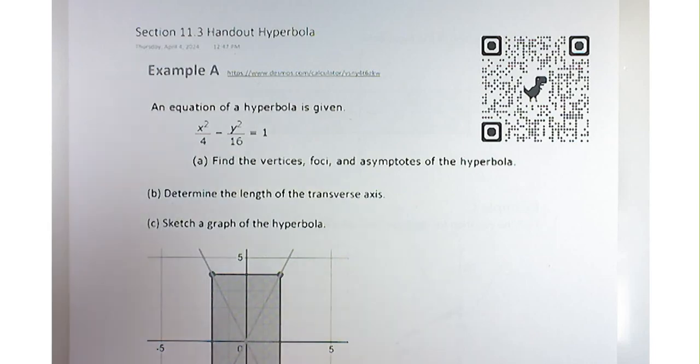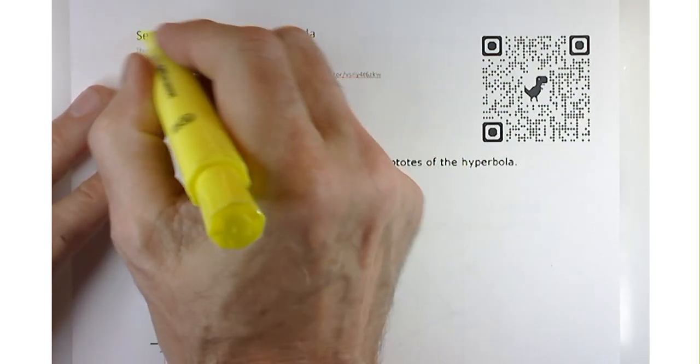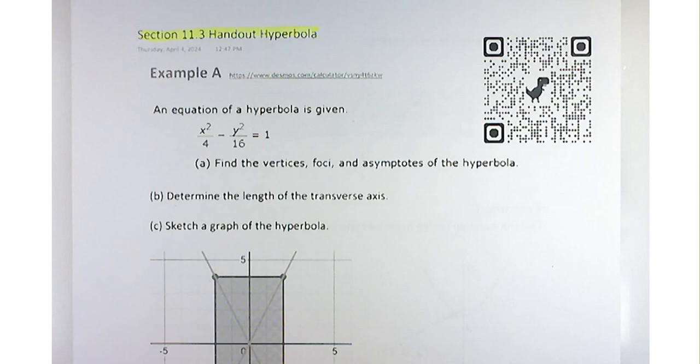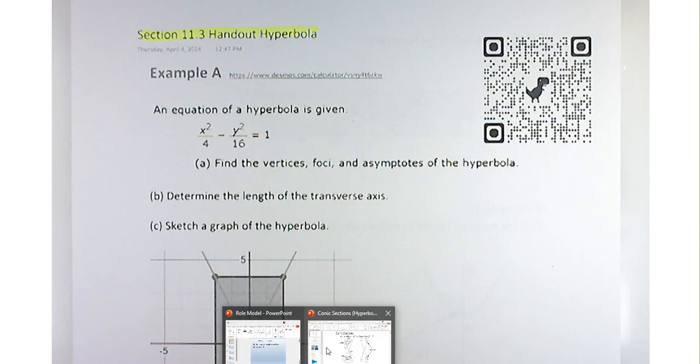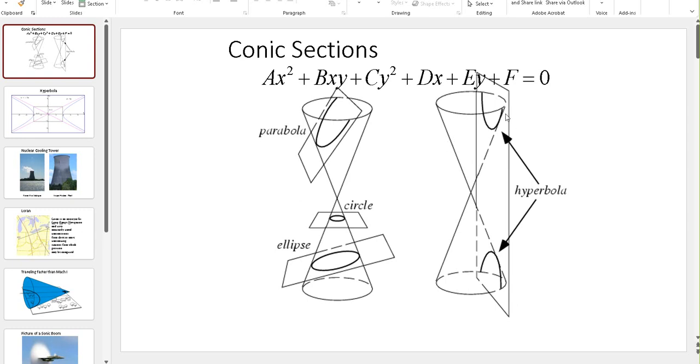Section 11.3 is going to talk about another conic section, the hyperbola. So you'll see hyperbolas are pretty cool. You'll see them in lots of different places. Of course, you originally got them as the intersection of a plane and two cones placed tip to tip. I still don't know who's the first one that thought of that.